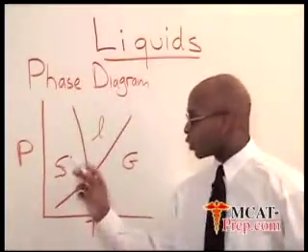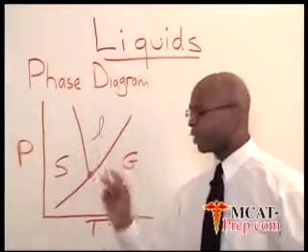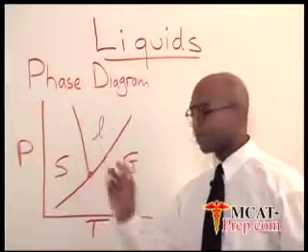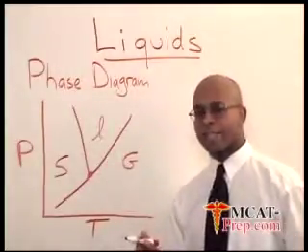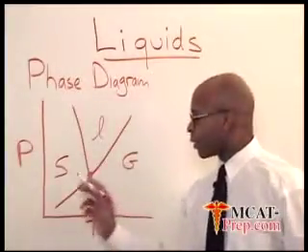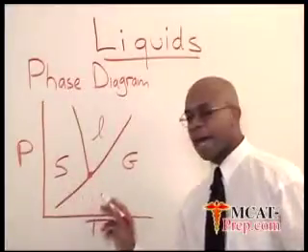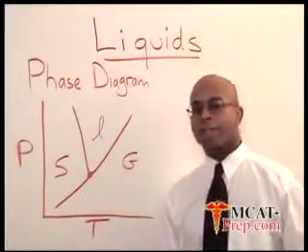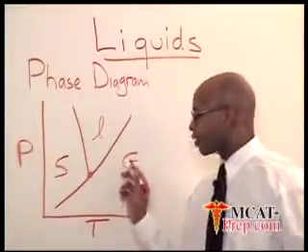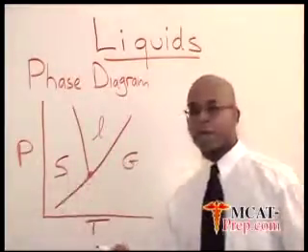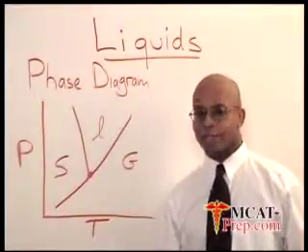When a substance goes from solid to liquid, of course, we call that melting. From liquid to gas is vaporization. When something goes from solid to gas, that is called sublimation. When a substance goes from gas to either liquid or to solid, that is called condensation.